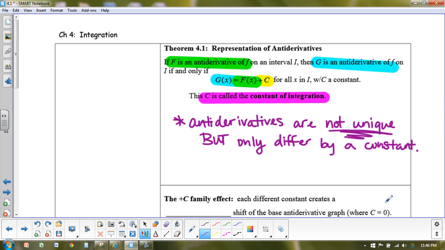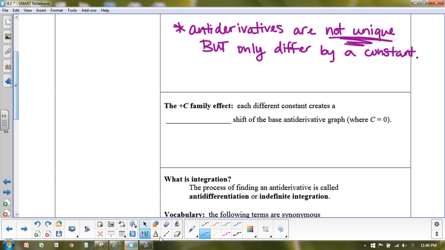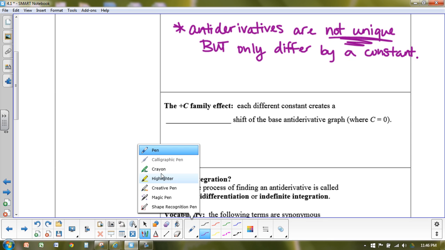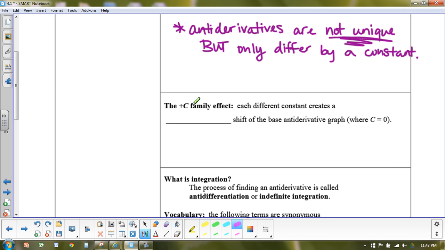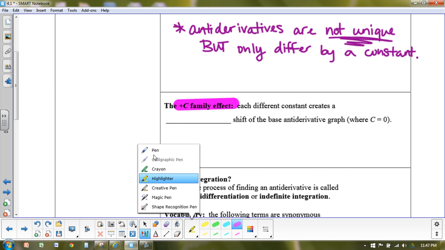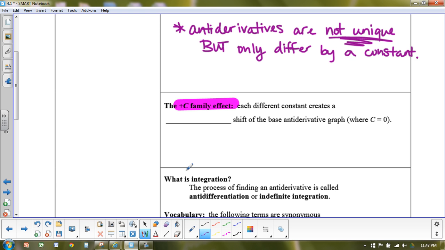So they're related to one another pretty closely. So this plus C family effect, by adding the plus C at the end all the time, you need to think back to what that does algebraically to your functions. So think back and connect to algebra 2, math analysis. What's the difference between x cubed plus 1 and x cubed minus 5? How do those change? What kinds of shifts are they? Well, they're vertical shifts. They move you up and down.